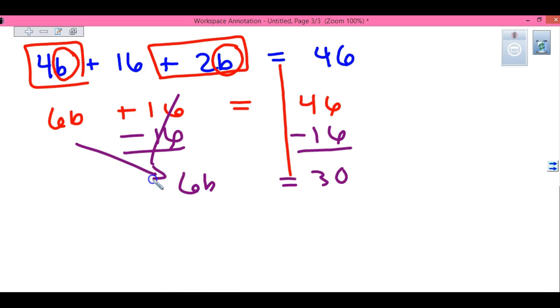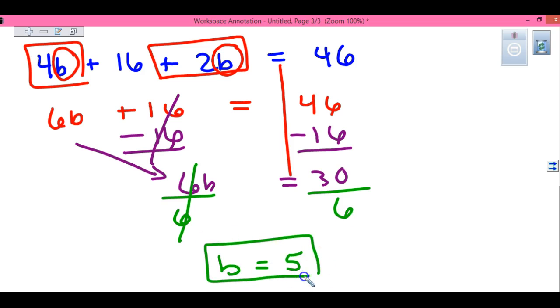We drop the 6b. Now we have to use inverse operations again. The inverse of multiplication is division. What you do to one side, you do to the other. b is equal to 5.